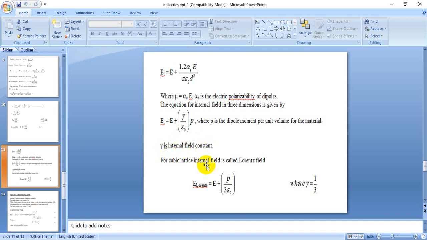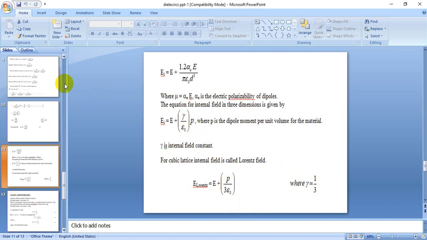For a cubic lattice, the same internal field can be written as the Lorentz field. How can we write it? You substitute the value for gamma, which is equal to 1 by 3. That gives E plus P divided by 3 epsilon naught, which is called E Lorentz. So this is the total electric field of a liquid and solid in a one dimensional way.